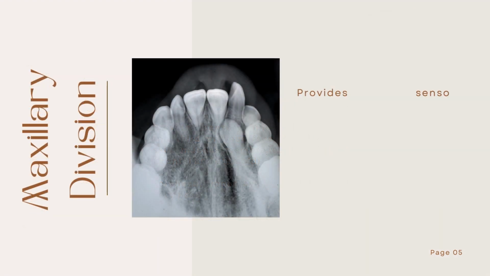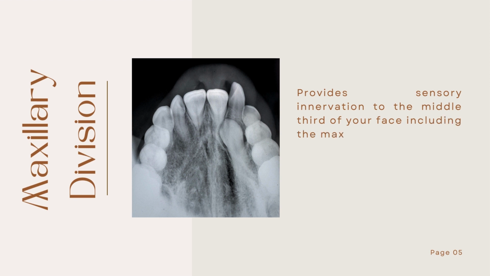The middle branch is also known as the maxillary division, and it provides sensory innervation to the middle third of your face, including the maxillary sinus. So more specifically, the areas here are the lower eyelids, the cheeks, the upper lip, the upper teeth, and then the side of your nose.